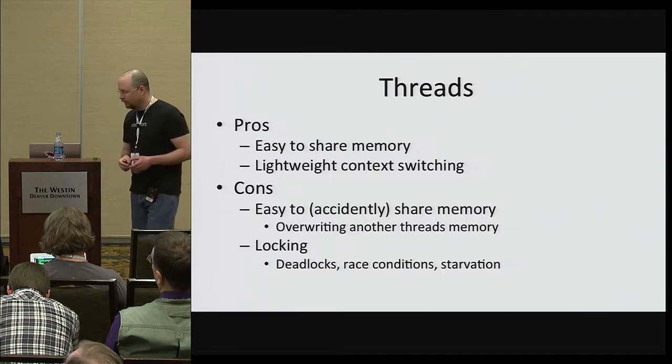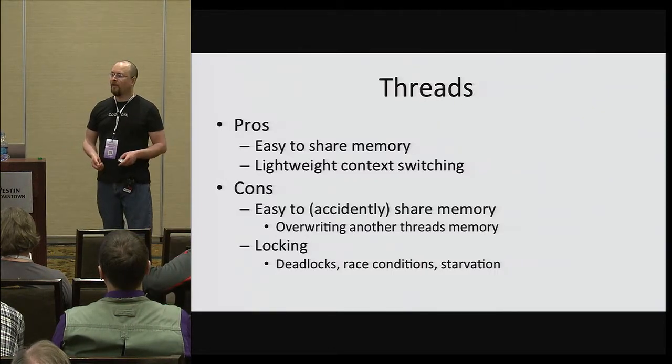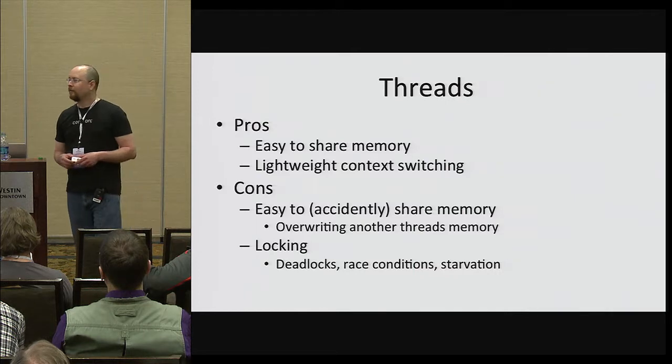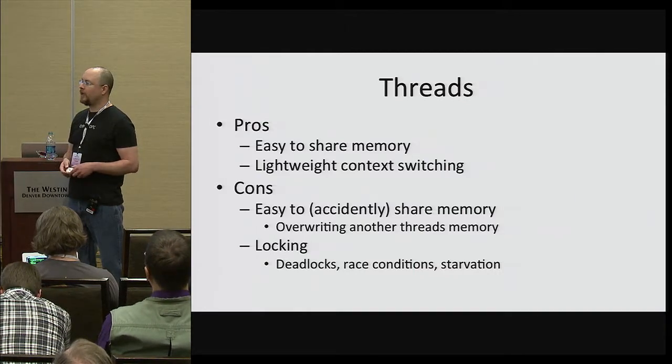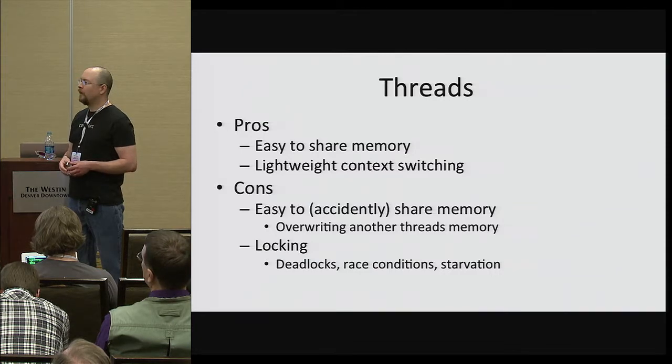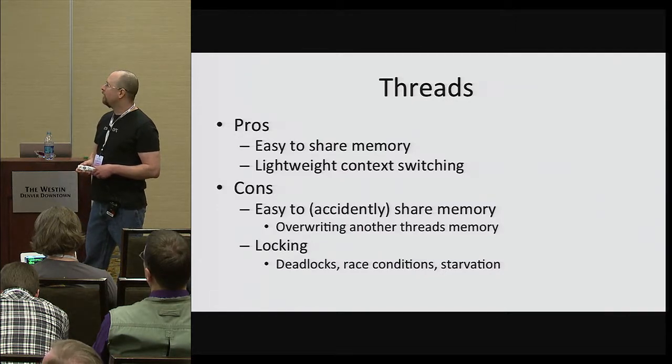So in threading, the pros are that it's easy to share memory. This is good for caching, say DNS caching or object caching. It's really easy to share things. You have to, of course, use locking. And it does lightweight context switching. So switching between threads is pretty lightweight. Processes are heavier weight when switching between processes.